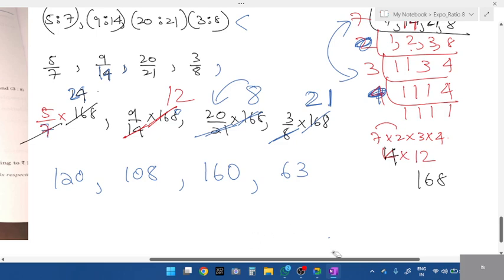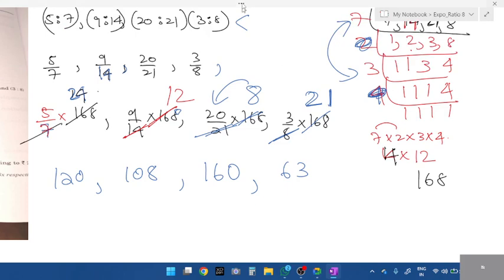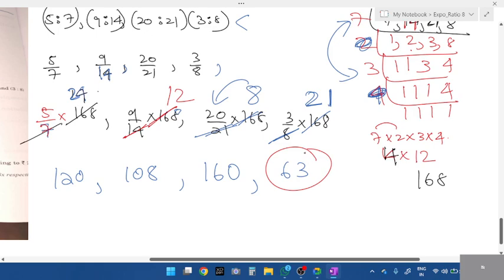I'm repeating, if your final answer is wrong, they won't give you full marks. Remember that. In spite of doing so much, don't make that silly mistake. Look, first, 63. Corresponding to 63, what do we have? 3 is to 8. Don't rearrange 63, 108, all these things.